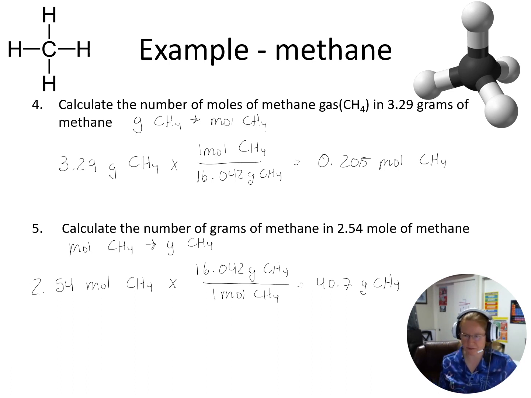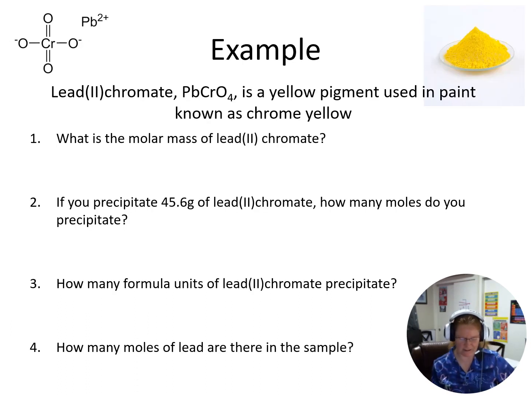All right, let's do one more compound. I've got some lead 2 chromate. I put a picture. It's this bright yellow color, so it looks really cool. It's known as chrome yellow because the yellow color is coming from the chromium that is in there.